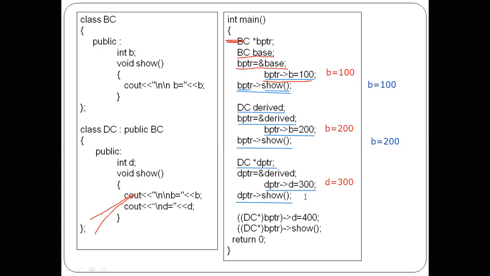What is then the expected result, guys? Because inside the show method, two different outputs are there. First one, b is equal to 200, because we already initialized that b variable with the help of 200 with the help of b pointer. And what is the value for d? d is equal to 300. Okay, right. So we are done with this.